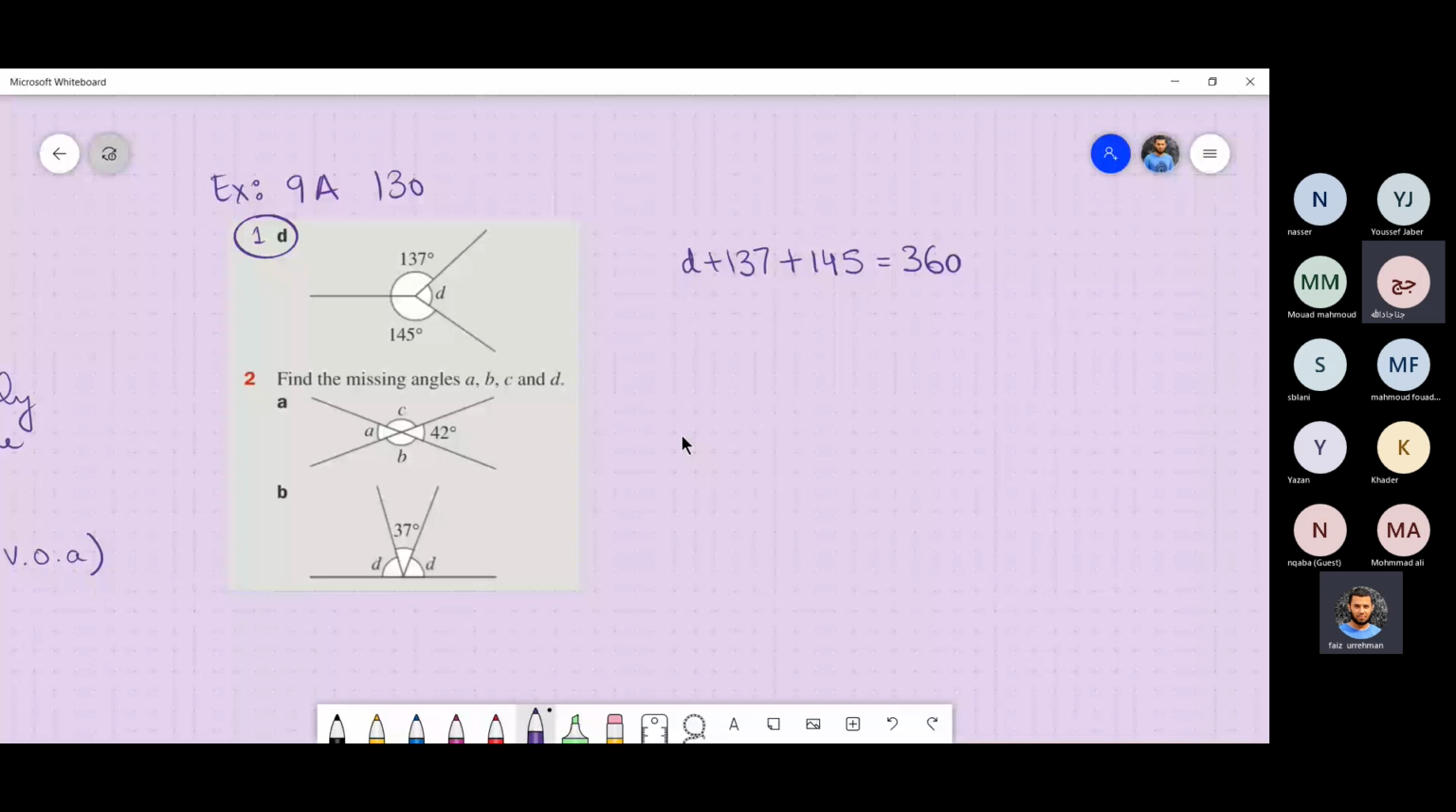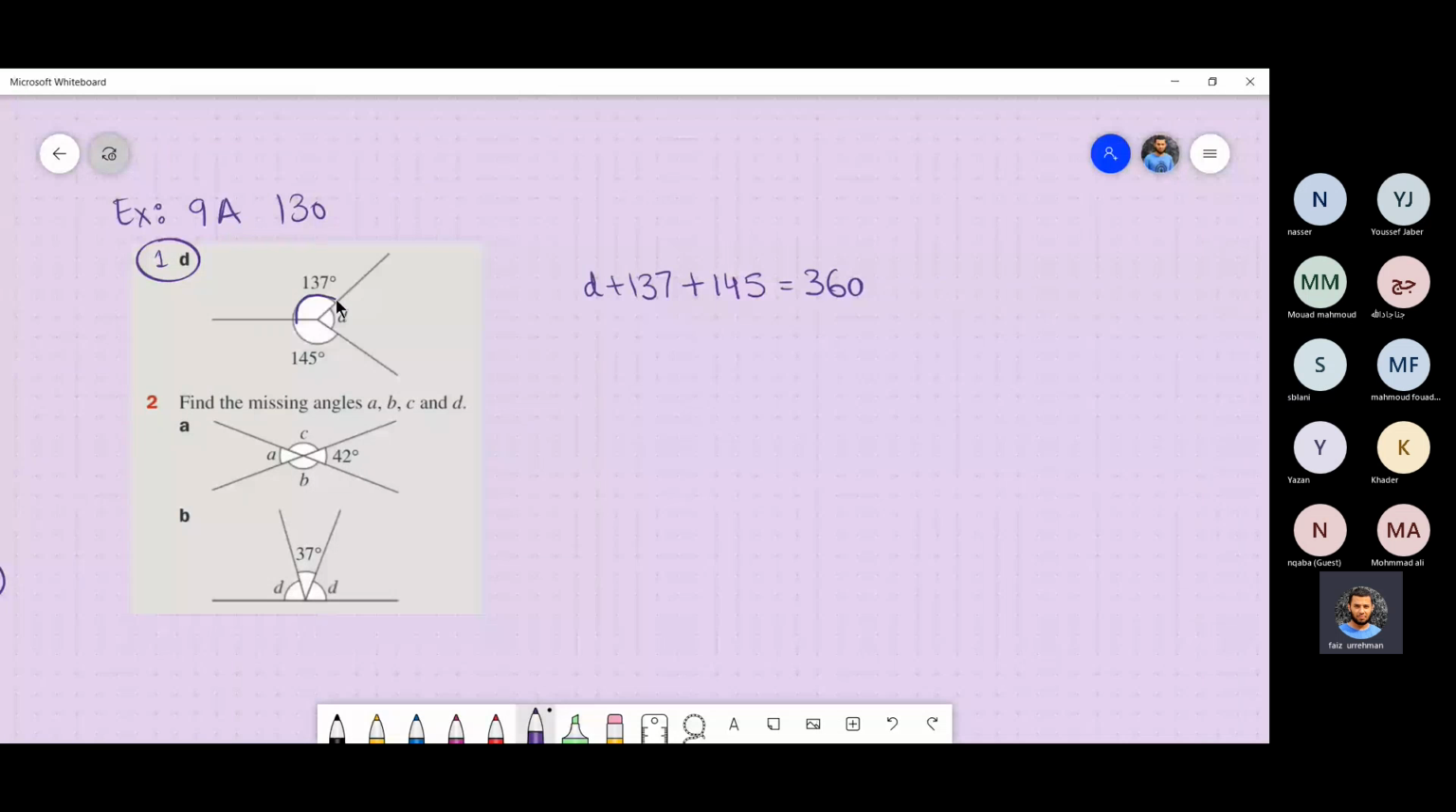You can ask me, Mister. After 5 minutes you are telling me you don't know. Because the angles are forming a complete turn. That's why we are taking 360. Because if it is a straight line, we are taking only these two angles.